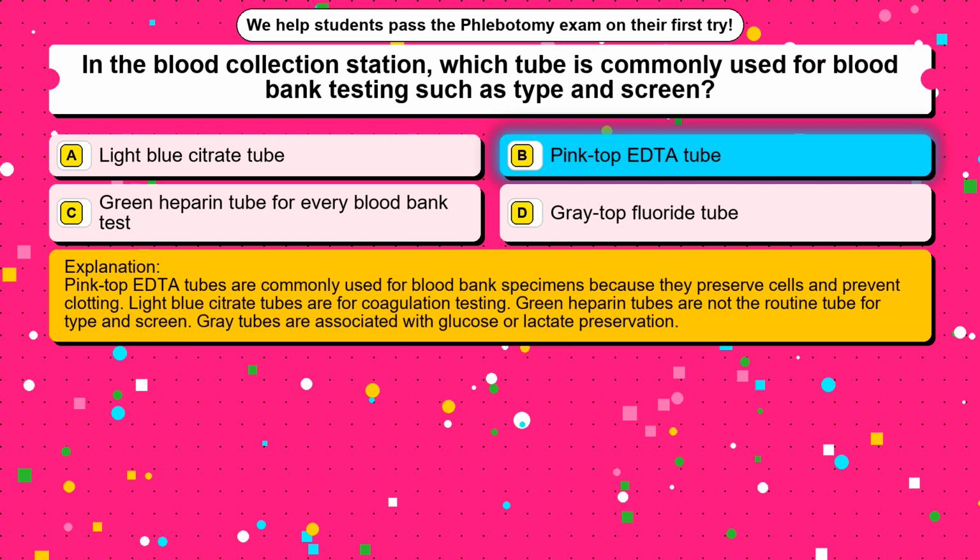Pink top EDTA tubes are commonly used for blood bank specimens because they preserve cells and prevent clotting. Light blue citrate tubes are for coagulation testing. Green heparin tubes are not the routine tube for type and screen. Gray tubes are associated with glucose or lactate preservation.